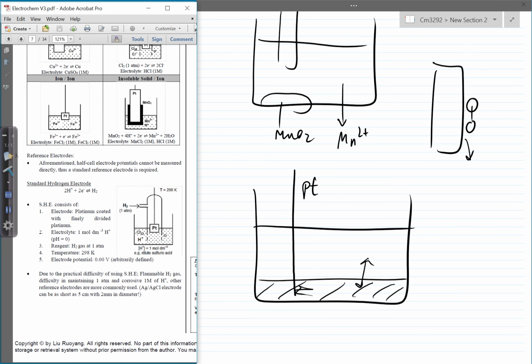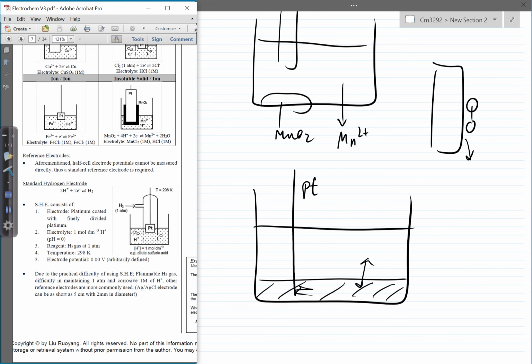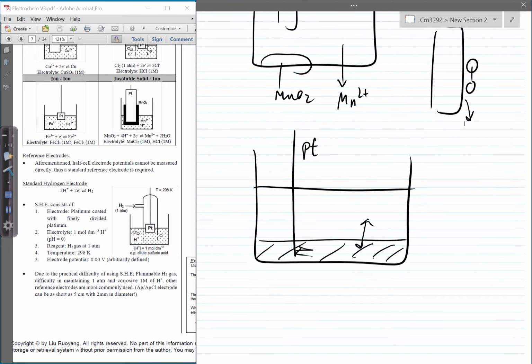Like what I said, in the old days we used the standard hydrogen electrode, but we know that the SHE is very difficult to use because you have to deal with your flammable H2 gas, it's very difficult to maintain it at 1 atm, and the corrosive acid, which is pH 0, it's not very practical. So therefore we prefer to use other kinds of reference electrodes, right? Imagine if you want to use the SHE, you still have to carry a canister of H2, which is very dangerous and very bulky. You still have to set up. So nowadays they have other reference electrodes.